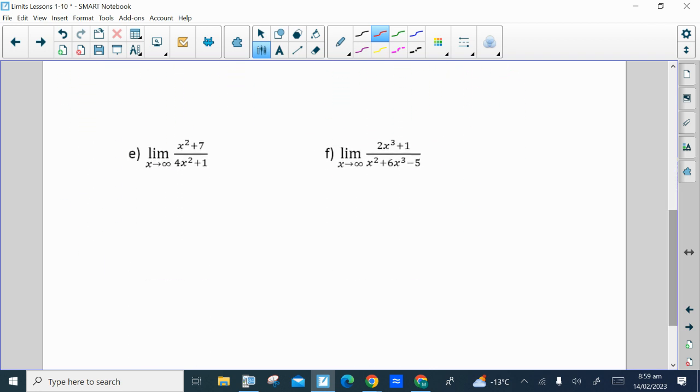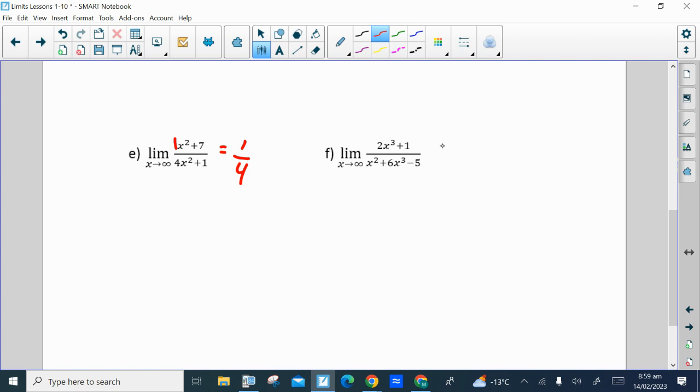So now we can say the same thing for question E. The degree of top and bottom are the same. They're both x squareds. So we don't have to go through all that work of breaking them up and dividing each term by x squared. We can just say the limit is the coefficients of the x squared terms, which is a 1 on top over a 4 on the bottom. That's the value of that limit, 1/4.